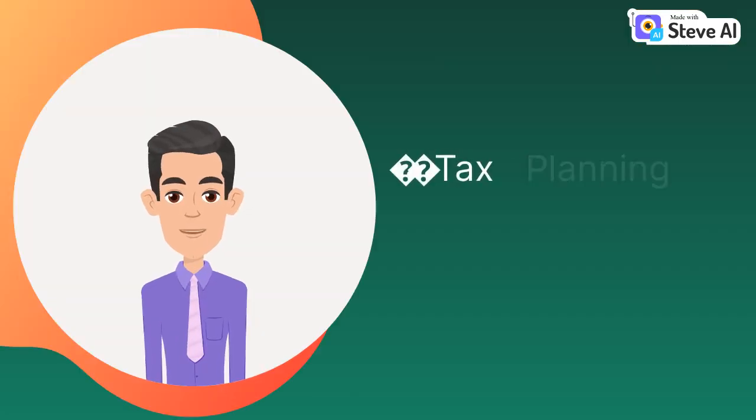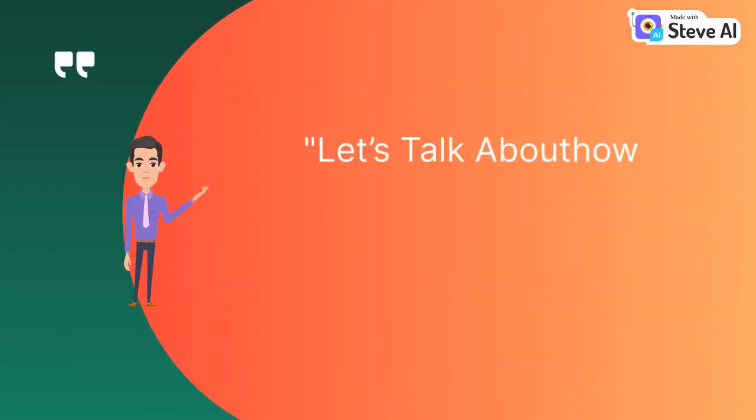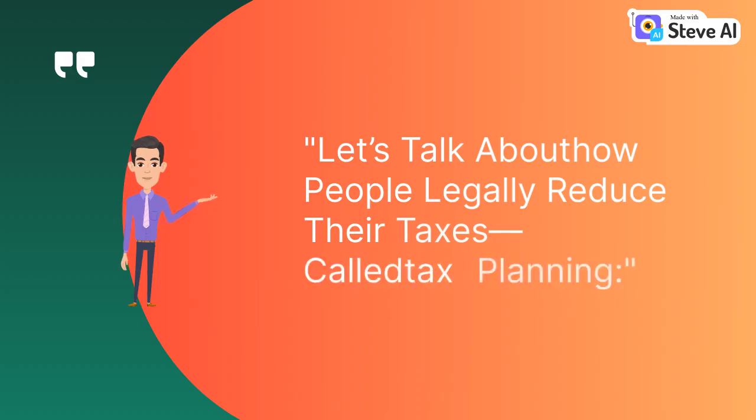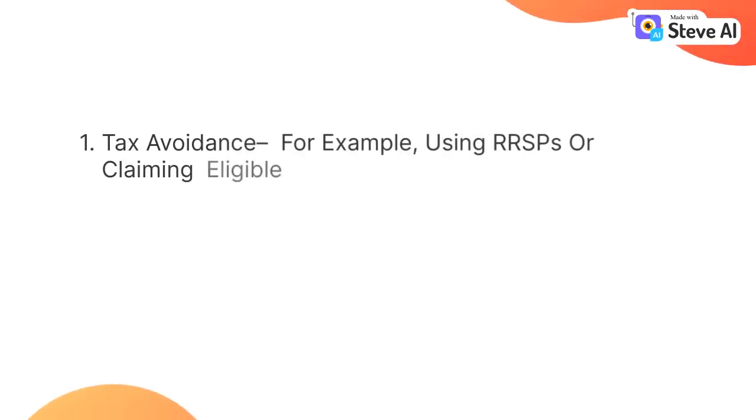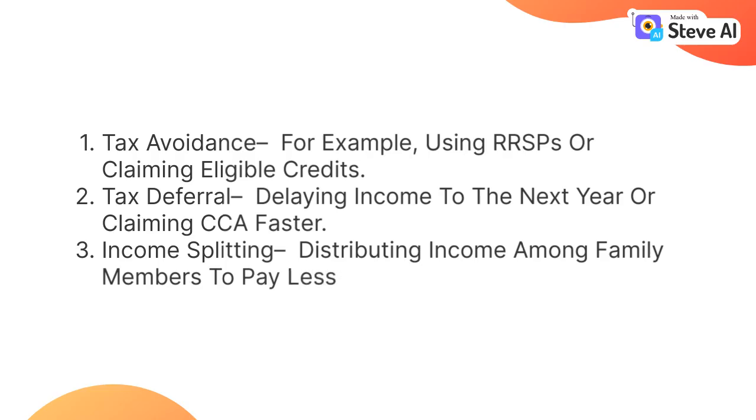Tax planning basics. Let's talk about how people legally reduce their taxes, called tax planning. Tax avoidance, for example, using RRSPs or claiming eligible credits. Tax deferral, delaying income to the next year or claiming CCA faster. Income splitting, distributing income among family members to pay less tax overall.